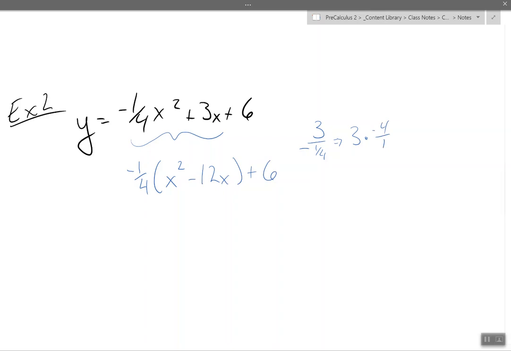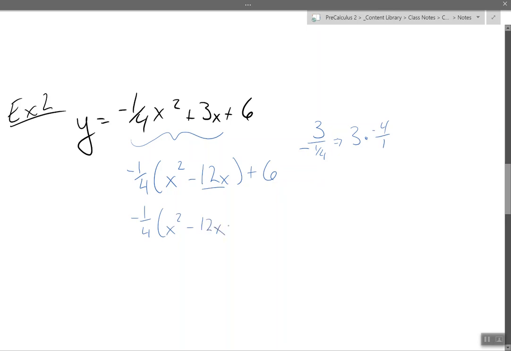So what we're going to do is take this middle term and divide it by 2, and then square that. So negative 12 divided by 2, it's always going to come out positive when we square it, so it doesn't really matter the sign. But negative 12 divided by 2 is negative 6, and when we square that, we get 36. So again, we take that b term, divide it by 2 and square it.